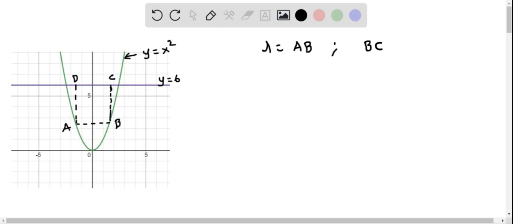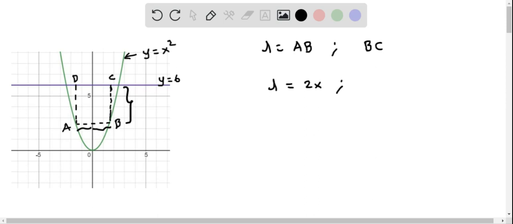So we can determine the length AB in terms of the given curves, that is y equals x squared as well as y equals 6. Basically this distance is x, so that is half of the length equal to x, and another half of the length is also x, which means the total length AB equals 2x. So you can write down the length of the rectangle as 2x.